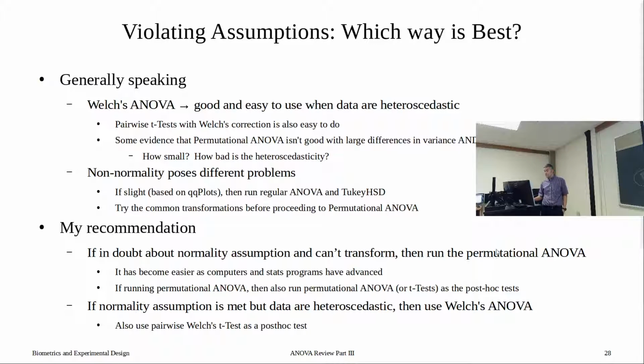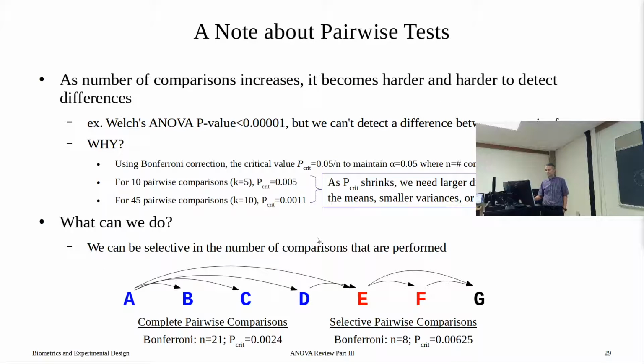Once you go with the permutational Anova, stick with the permutational methods for your pairwise tests. Once you use Welch's, stick with Welch's adjustment for your t-tests. Now, when you run these pairwise tests, you could run into problems, because as we increase the number of levels in our data set, we increase the number of comparisons that we're doing. It can get to the point where it's virtually impossible to find the differences in our data. So you get a situation where Welch's Anova gives you a p-value of less than 0.00001, but then when you run all your pairwise t-tests and adjust your p-values, everything's above 0.05.